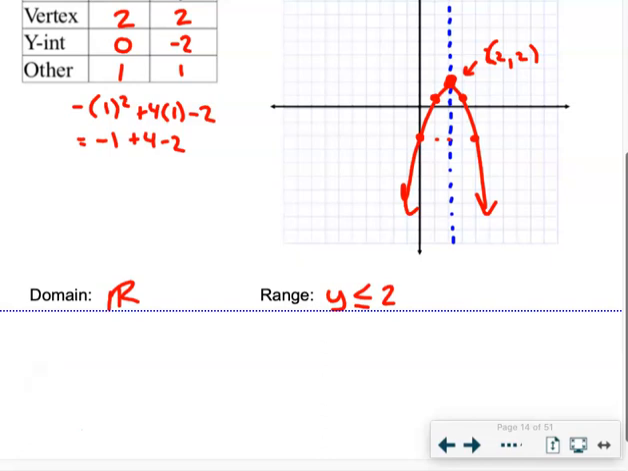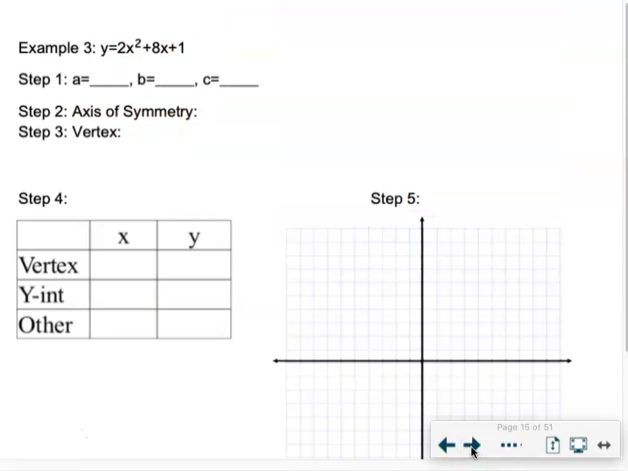All right, we're going to go one more time. Last example, I want you to pause the video and try these steps so that you can check your work right away and make sure you're doing it right. So go ahead and pause the video now.